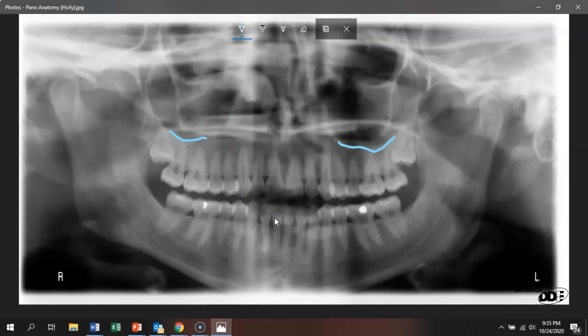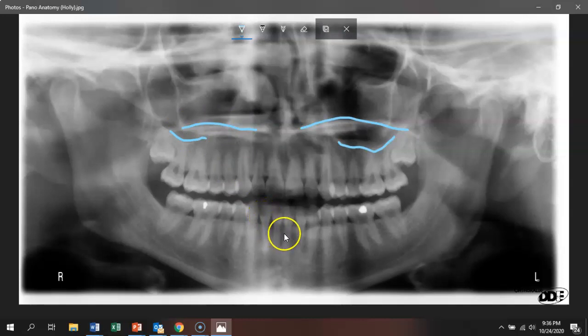What about the hard palate? Point out or trace your finger over the hard palate. That's going to be right through here and right through here. And remember, that's a double real image, so you see two of them, sort of.